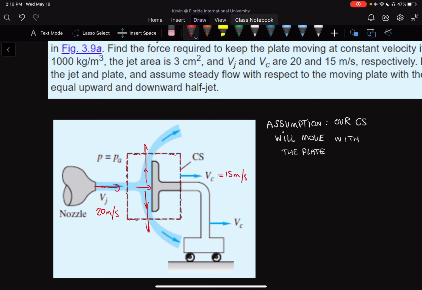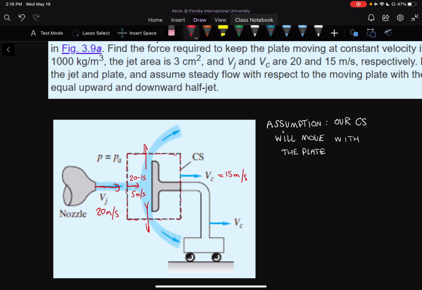So what is the velocity coming in to our system? If we have our system here, what is the velocity coming in relative to our control surface? It's 20 minus 15. So it's actually 5 meters per second. The water is coming into our control surface at 5 meters per second. So now we can focus on our control surface and look at what's happening.